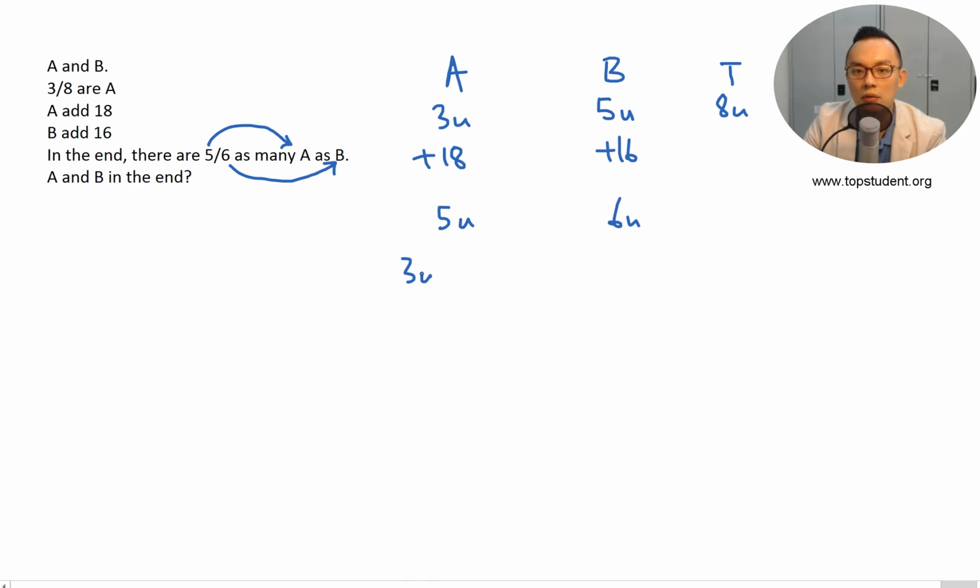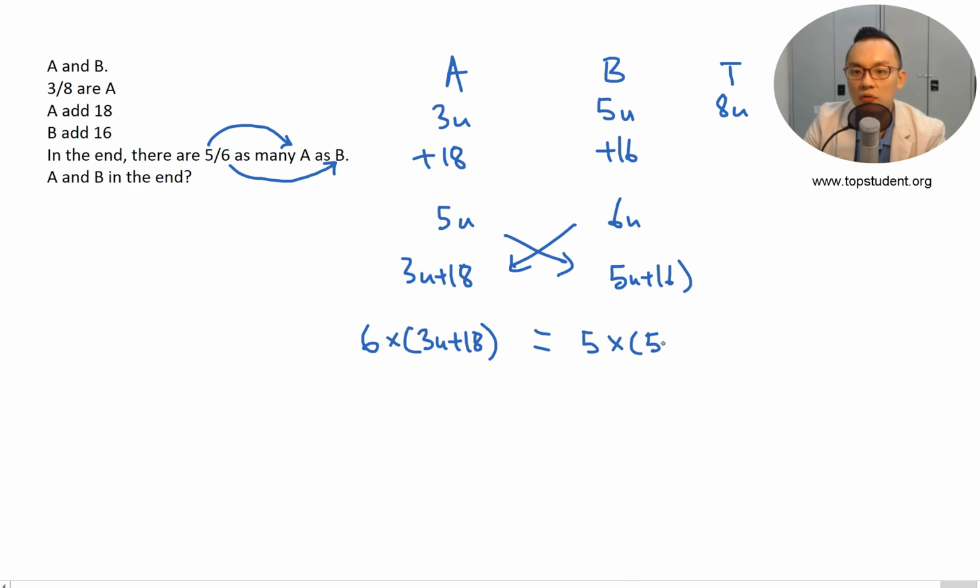So same thing, 3 units plus 18, 5 units plus 16. Then I want to make them equal, so I draw my cross multiply. So it's 6 times 3u plus 18, equals 5 times 5u plus 16. Solve for your 1u, and then A and B in the end is 5u and 6u. So get your 5u and your 6u. Again, do this yourself and then show me the answer when I see you in class.